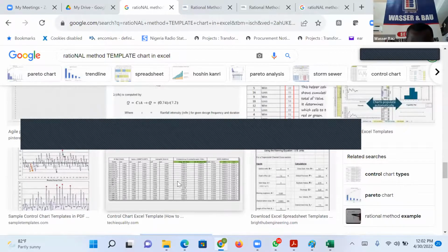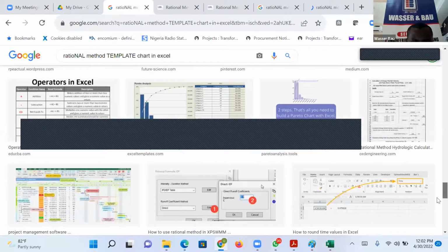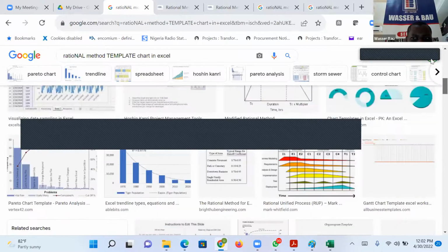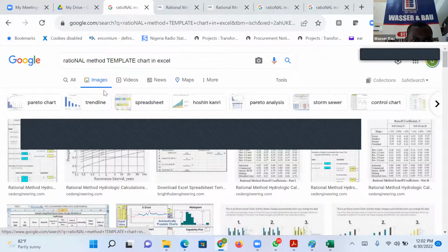Control charts, how to. You will get something beautiful. Image, news. Okay, in Excel, I think I'm making a big mistake. If you see this chart, I'll just put X, L, XX, right?